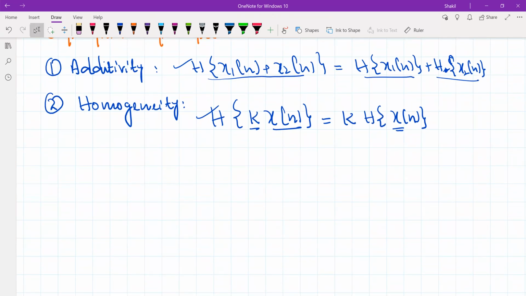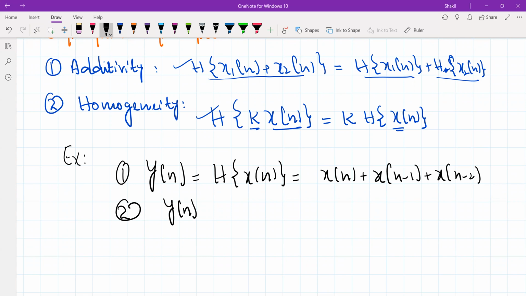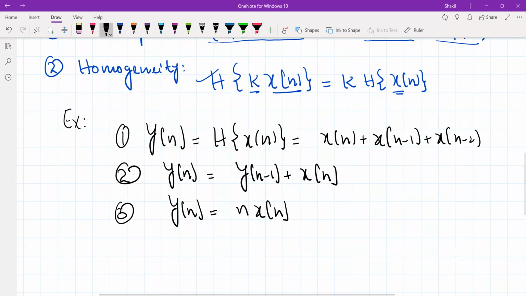Now, examples of a linear system. Suppose y of n, when the system operates on x of n, is simply x of n plus x of n minus 2. This system is said to be linear. Similarly, y of n equals y of n minus 1 times x of n is another example of a linear system. The third example we can take is y of n equals n times x of n. This is another example of a linear system.